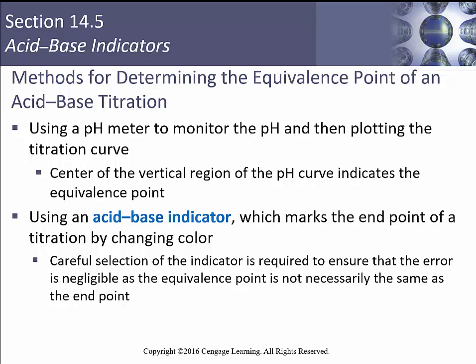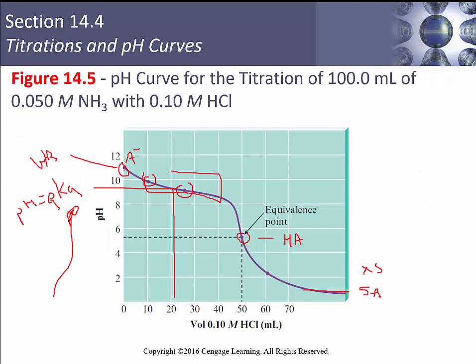So we've got a couple of different methods for determining the equivalence point. One is to use a pH meter to monitor the pH and then plot that titration curve. The center of that vertical region where it's rapidly changing is going to be the equivalence point. If we took the first derivative, we're going to end up with a peak there, because that's where it's rapidly changing. For those of you who are taking calculus, you'd be like, oh yeah, I remember what that stuff is.